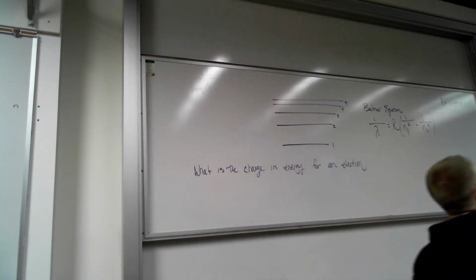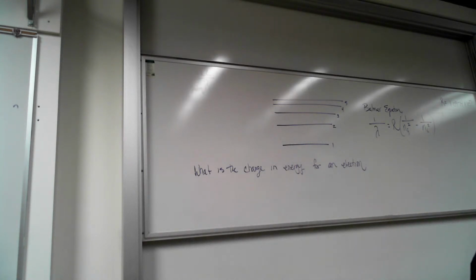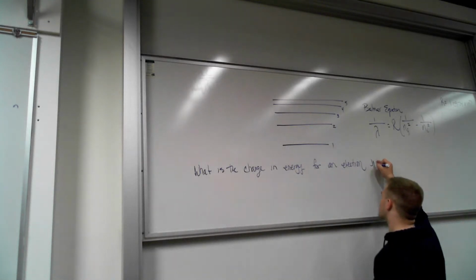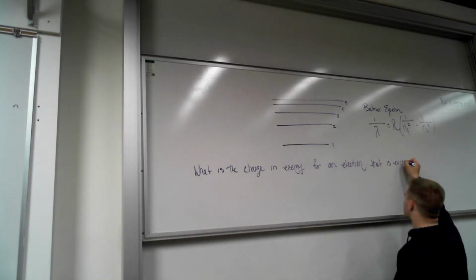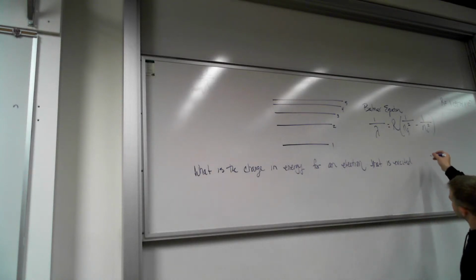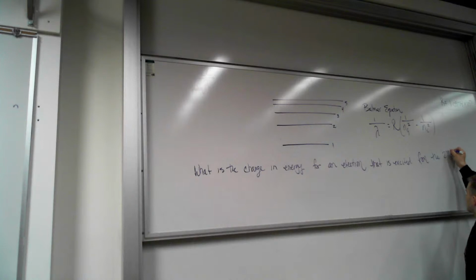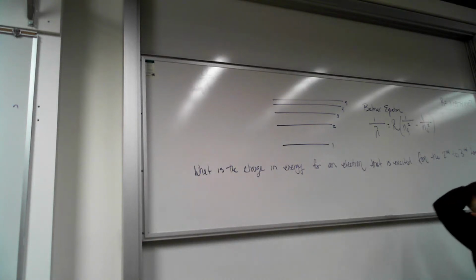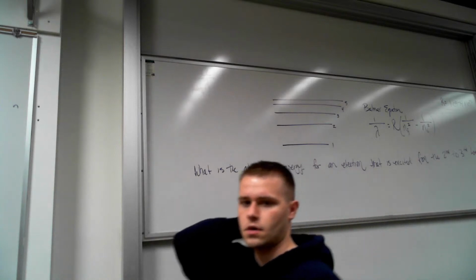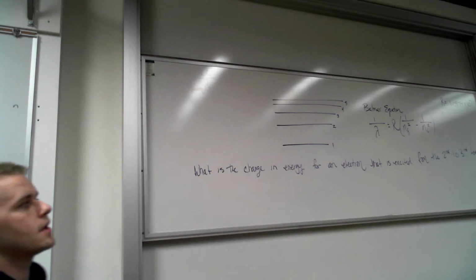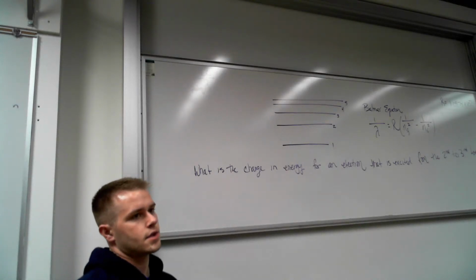In the last stuff we were working on, we were working with photons, and it's also just as likely applicable to electrons. What is the change in energy for an electron that is excited from the second to third level of shells?